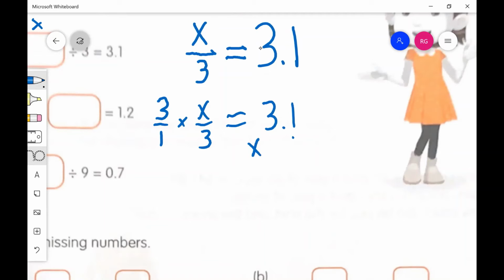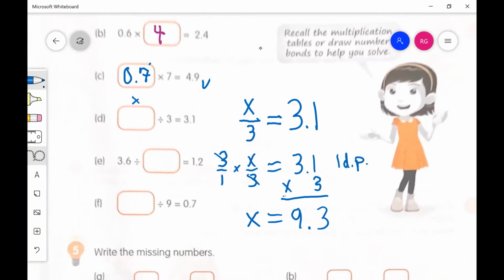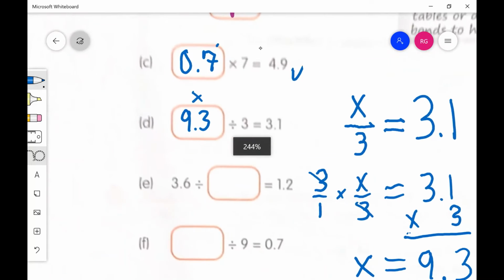Times 3, right? Okay, so first I'll cancel these out and I'm left with x on the left-hand side. And then I need to take 3.1 times 3. 9.3. Yes, we would get 9.3 there. We see that it's 93 and we have one decimal place on the top. So we say this is 9.3. And that should be our answer there for D, 9.3. Perfect. All right, let's move on.